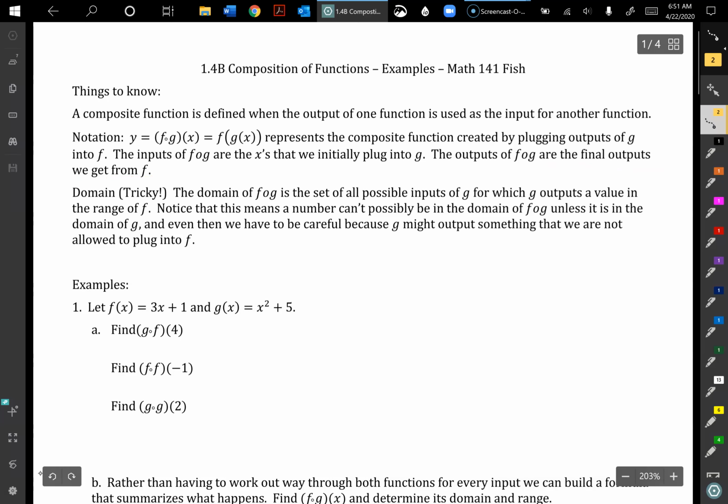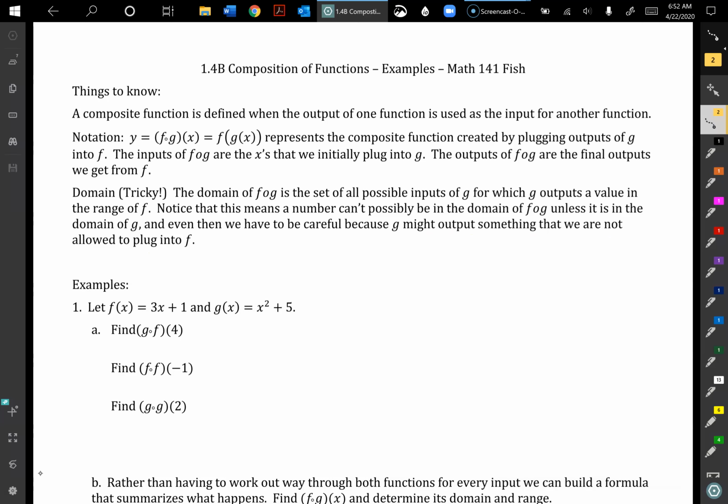So the domain is tricky here, so we have to make sure that we start in the middle here with the inside function, that all possible inputs for g will give us a value in the range, so we don't want an undefined situation. So notice that this means a number can't possibly be in the domain of f of g unless it is in the domain of g, or whatever the inner function is. Even then we have to be careful, because g might output something that we are not allowed to plug into f.